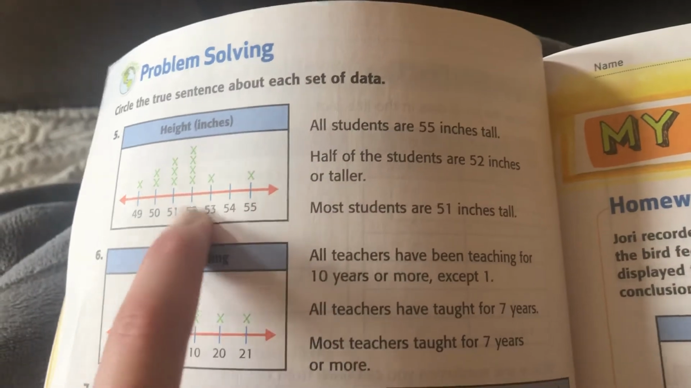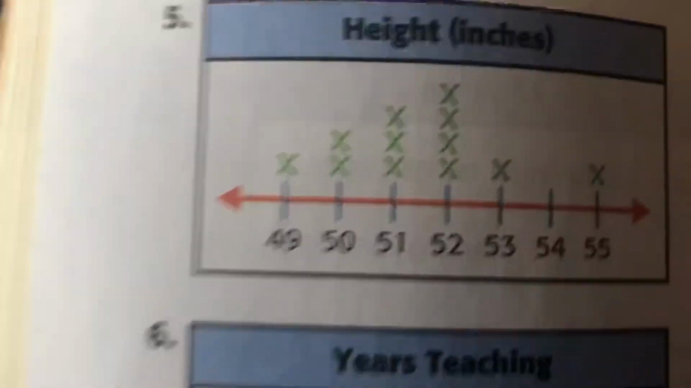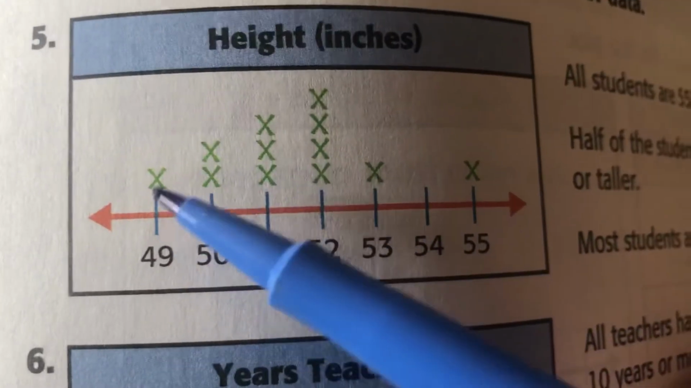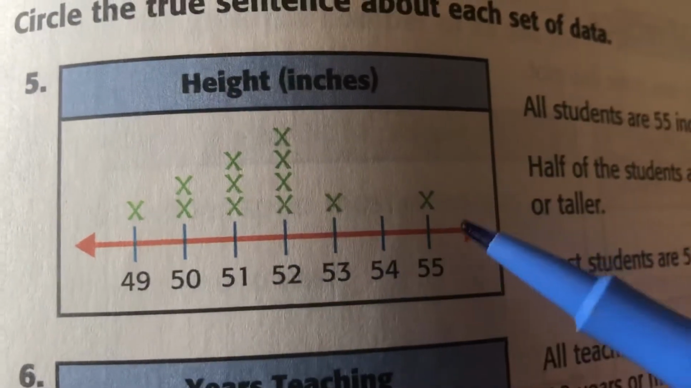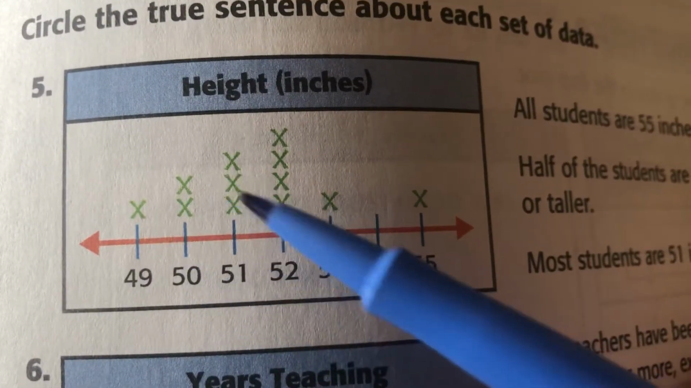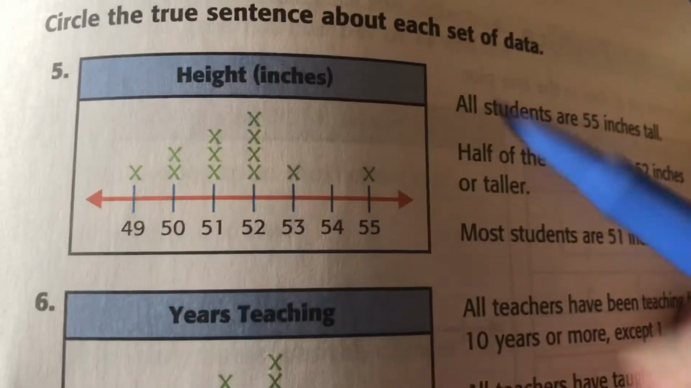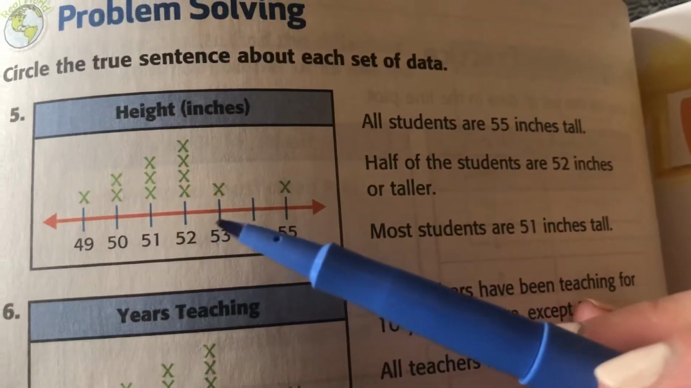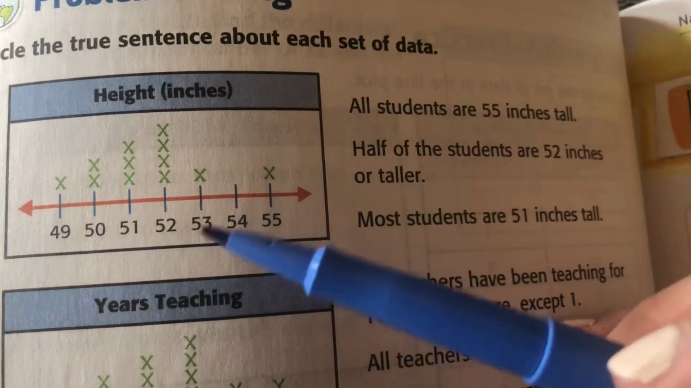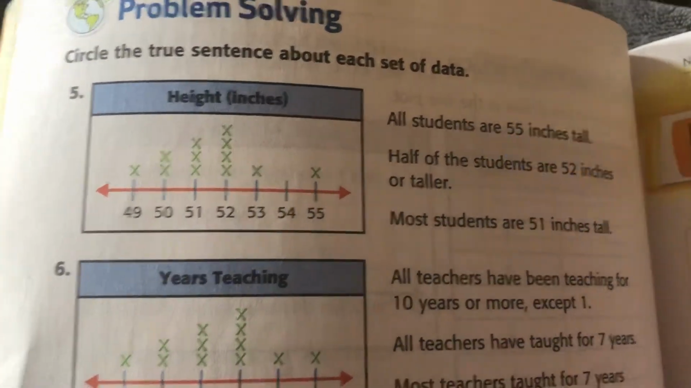Are half the students 52 inches? So you have to count up all the students. Each X counts as a person. So 1, 2, 3, 4, 5, 6, 7, 8, 9, 10, 11, 12. So there are 12 kids. And 4 of them landed on 52, 1 of them on 53, and 1 of them on 55. So 4, 5, 6. Is that half the kids? 6 out of 12? Yeah, that's half.